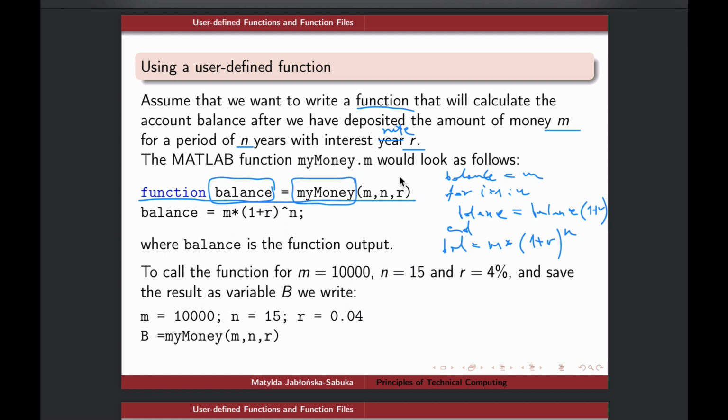And then in round parentheses I have my input arguments: the initial amount of money, the number of years I want to keep the money in the bank, and the interest rate. And then here is the body. In this case, it's a very simple example. The body actually has just one line, and it is in here. I'm now using this overall formula, so I'm not interested in seeing the balance over specific years. I just want to know the final value after n years.